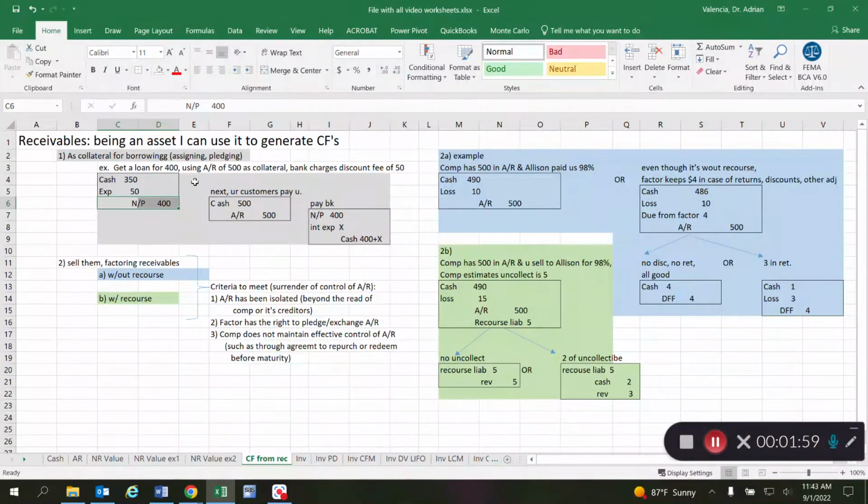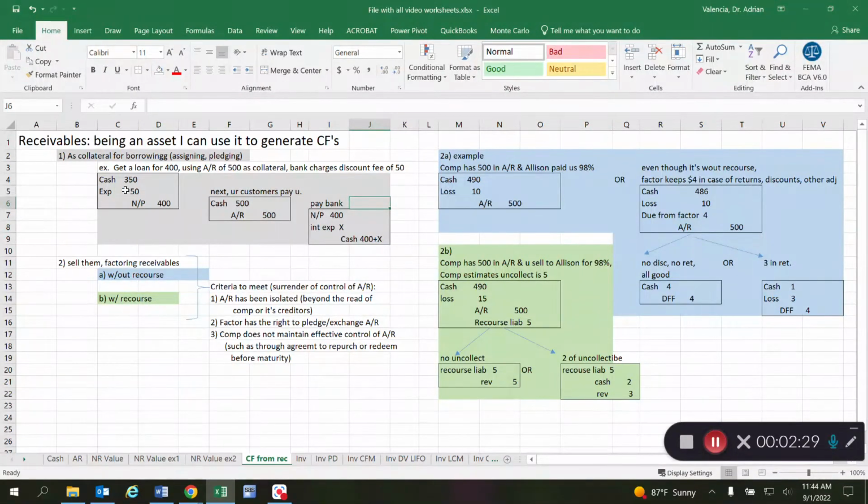Assume, and this is just for illustration purposes, but assume later on your customers pay you. The company gets paid by the customers. So you're going to receive cash of $500 from customers based on those accounts receivable. And then immediately, as the loan comes due, we're going to pay the bank the $400 loan that we have.